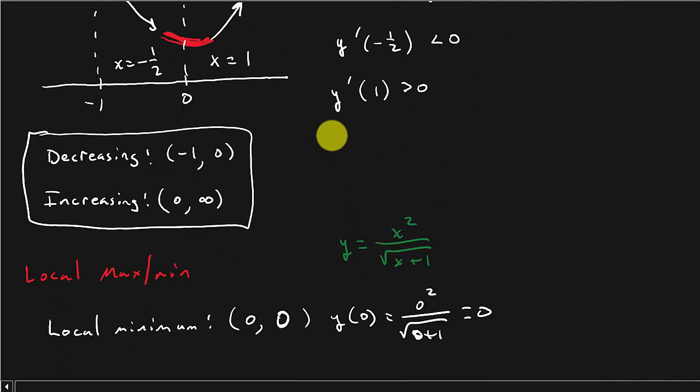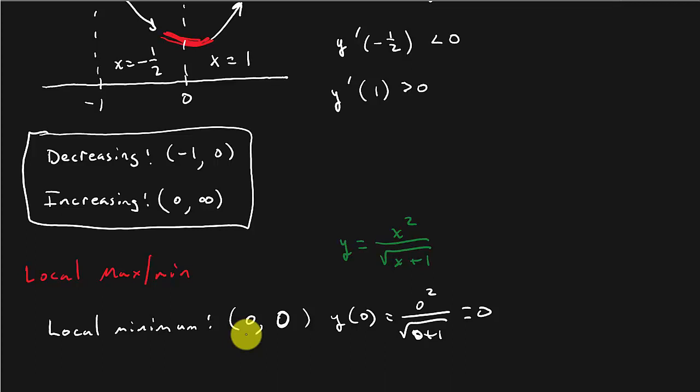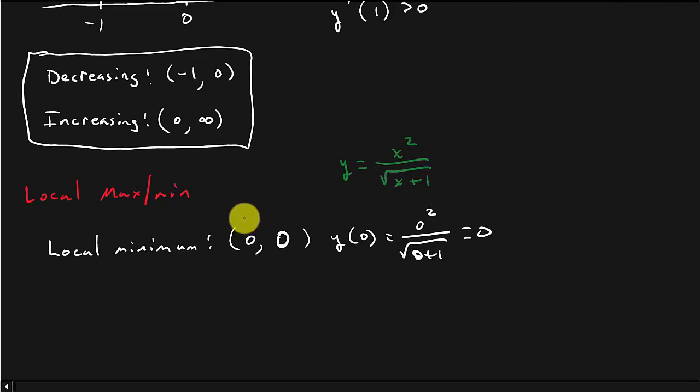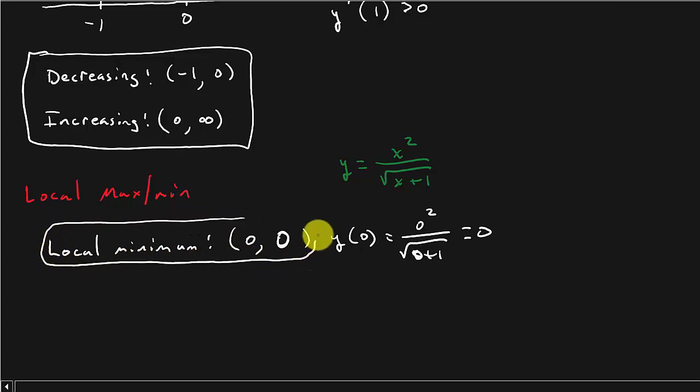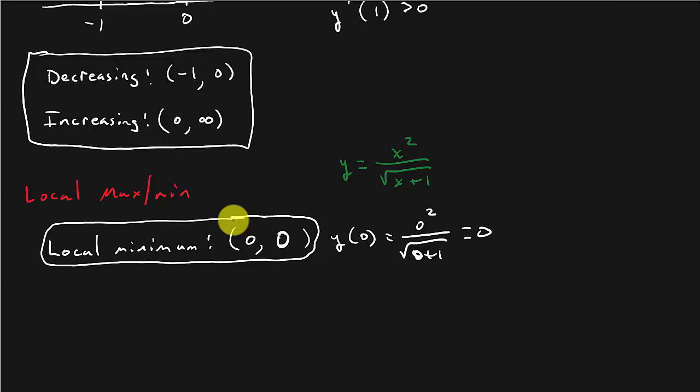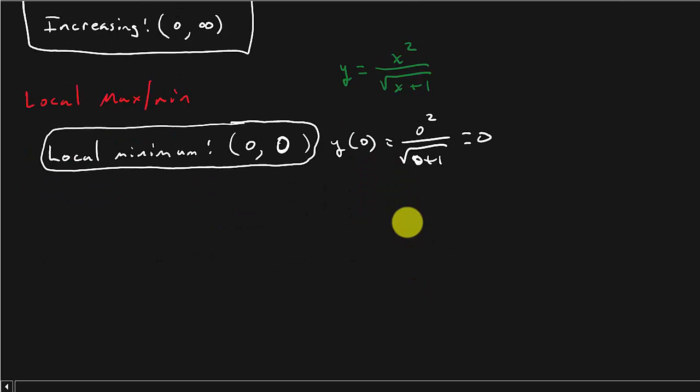Remember, when you're looking for a point, you take the x coordinate and you got to plug it back into the original function to get your y coordinate. All right, so there's your local minimum. All right, so now we got to test for concavity. So for concavity, I need the second derivative. So let's look for concavity.